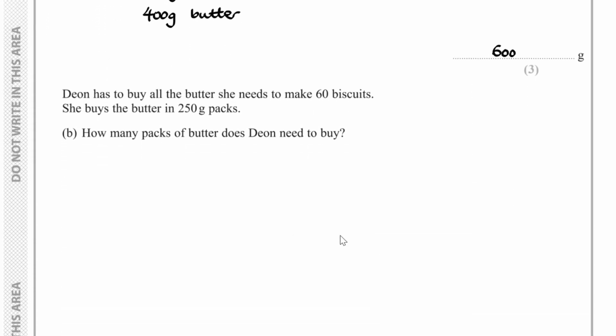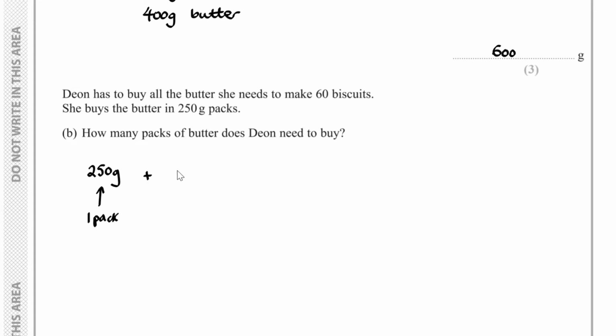Now for part B of the question, Dion has to buy all the butter she needs to make 60 biscuits. She buys the butter in 250 gram packs. How many packs of butter does Dion need to buy? Well, we've got this first pack that's got 250 grams in it, so this is one pack.